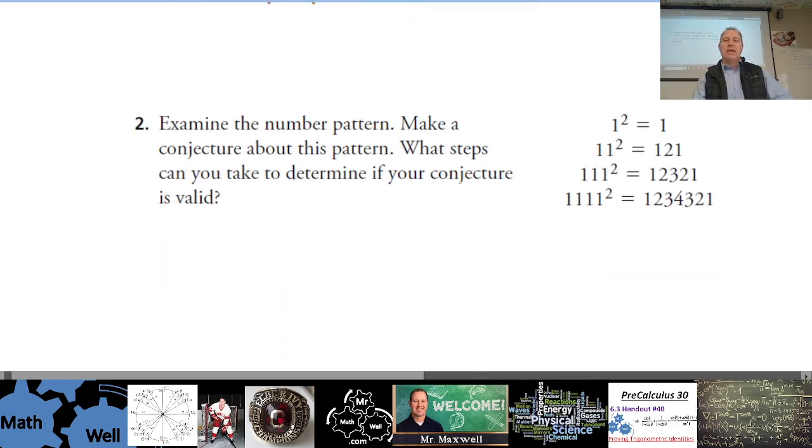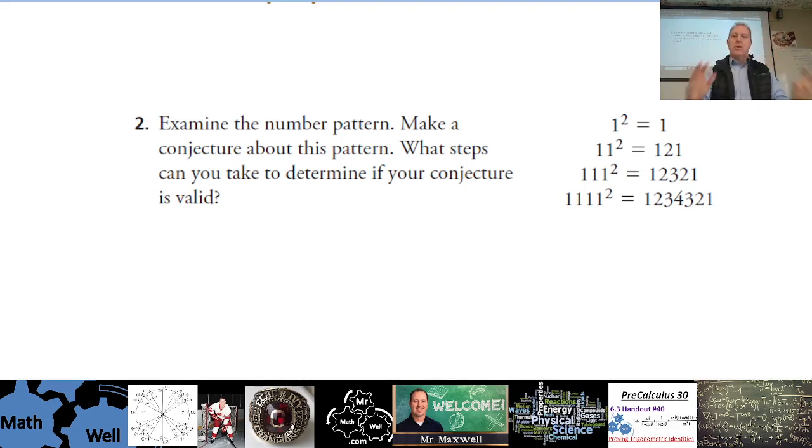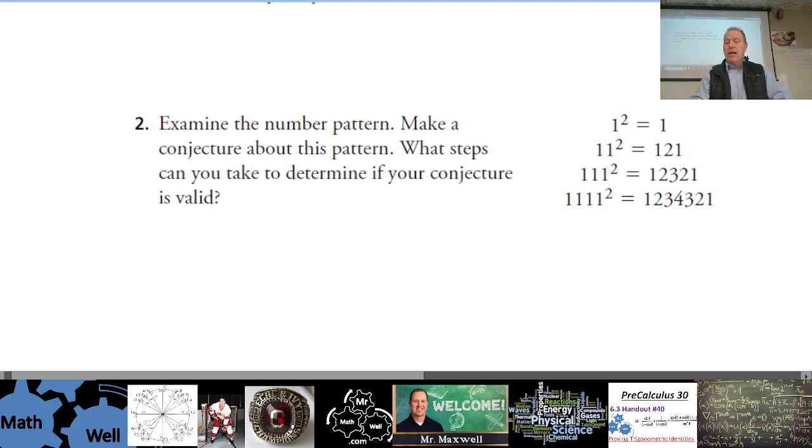That's number 1. Number 2, examine the pattern below. Now this is very similar to the one we did earlier about the 17 times 11 and 53 times 11 and so on. Here's another pattern for you to look at, and I want you to test to see if this pattern continues. Describe the pattern you notice, and then test others to see if the pattern continues, or where it doesn't continue, or what kind of criteria needs to be met. So examine the number pattern, make a conjecture. What steps can you take to determine if the conjecture is valid? Go ahead and do that.